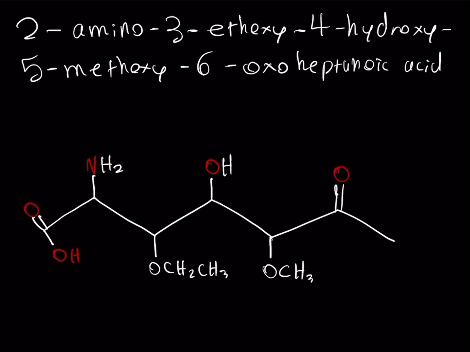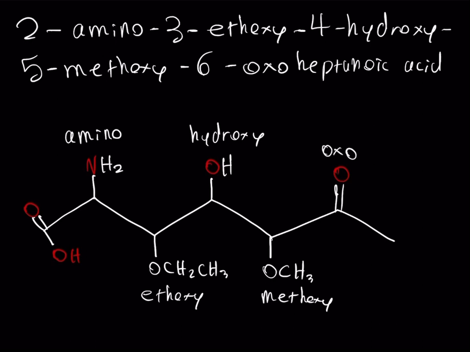So to review, we have an amino group, we have an ethoxy substituent, we have methoxy, we also have hydroxy, and then we have oxo. So just memorize those names for these functional groups.